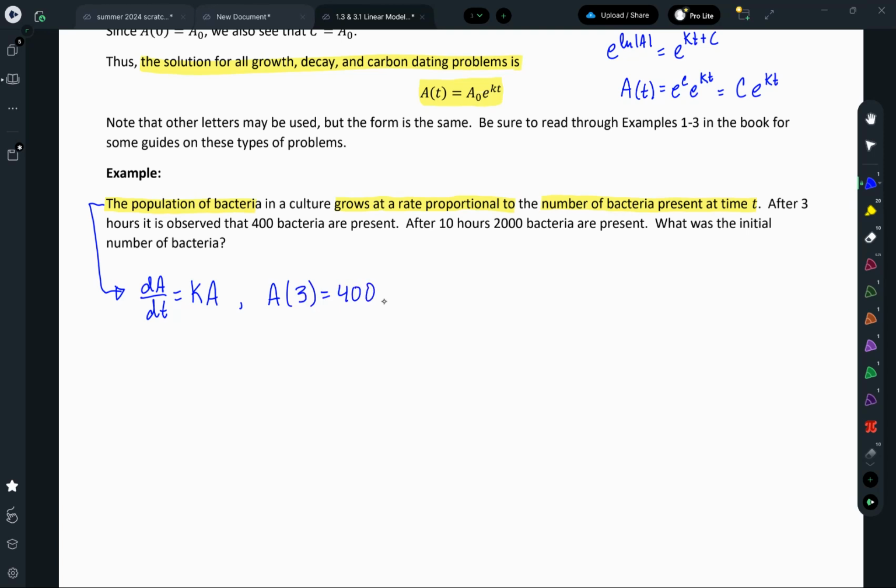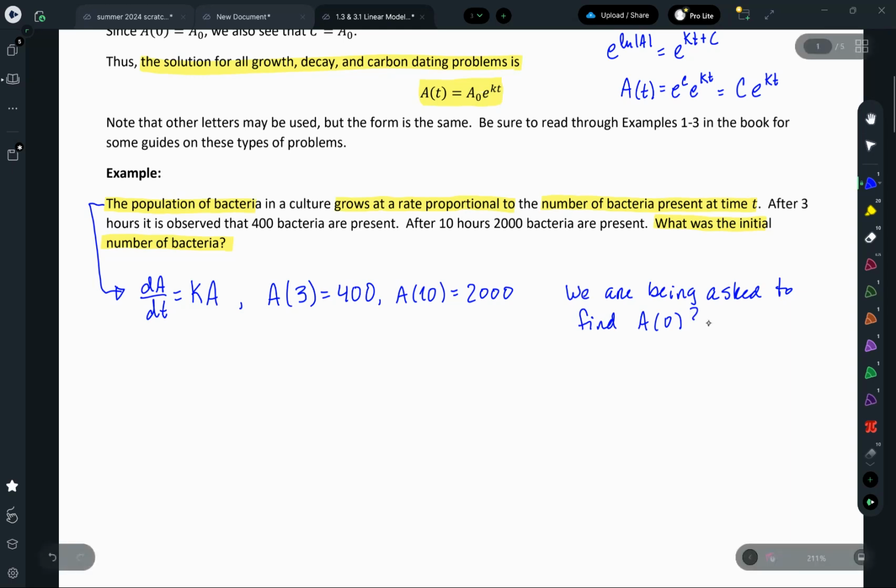The next sentence says, after 10 hours, 2,000 bacteria are present. So this tells me A of 10 is equal to 2,000. And then here's the big question: what was the initial number of bacteria? In other words, we are being asked to find the population at time equals 0. And so we're going to do a whole bunch of work to figure that out.